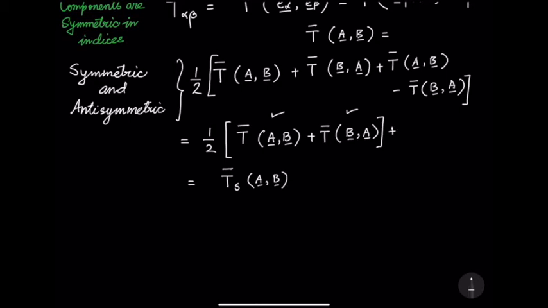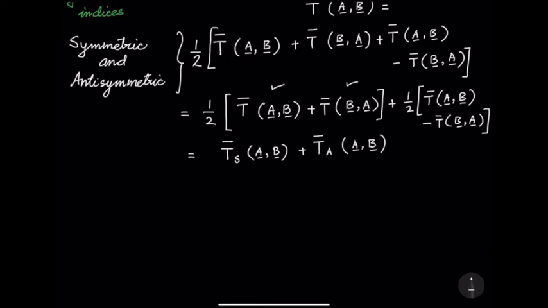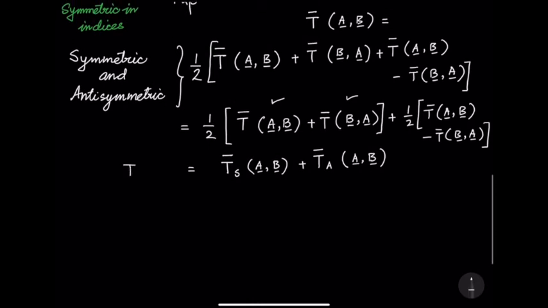And similarly, you can write down the other part, minus now TBA. And this is always anti-symmetric. It basically is the case where this, if I write as T anti-symmetric, if I change the order of A and B, it will pick up a negative sign. So this way I can write any tensor T in terms of its symmetric and antisymmetric parts.